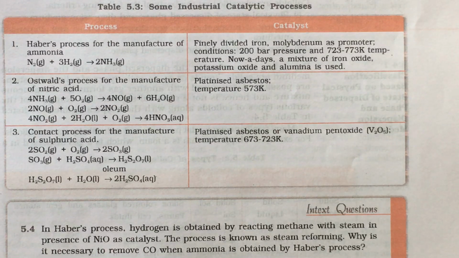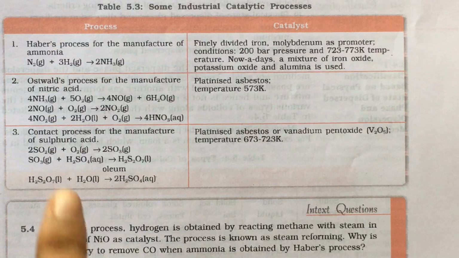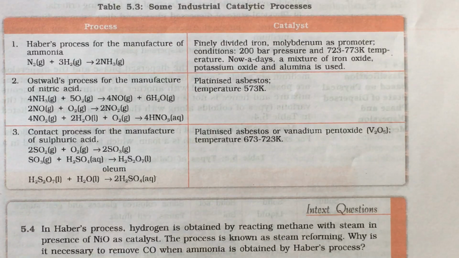Second one, Ostwald's process. I'm not going to go into the details of this equation. You're going to study the details in the chapter P block, that is chapter number 7. So in group number 15, Ostwald's method for the manufacture of nitric acid. First step is the aerial oxidation of ammonia to form nitric oxide. Second step is the oxidation of nitric oxide to nitrogen dioxide. And third step is the conversion of nitrogen dioxide into nitric acid. I think these points are clear, students.